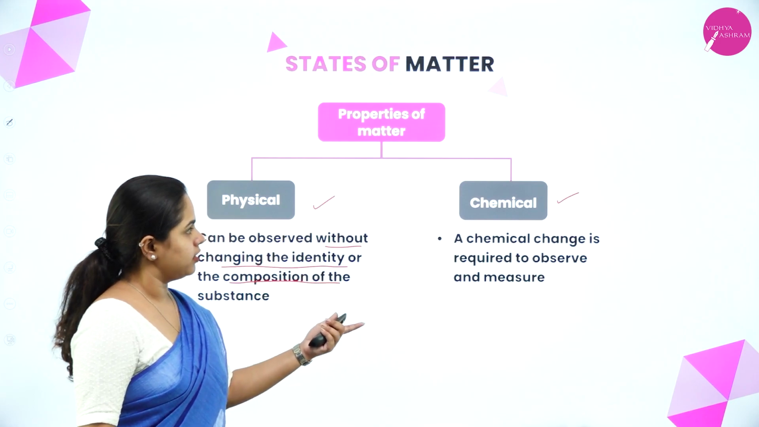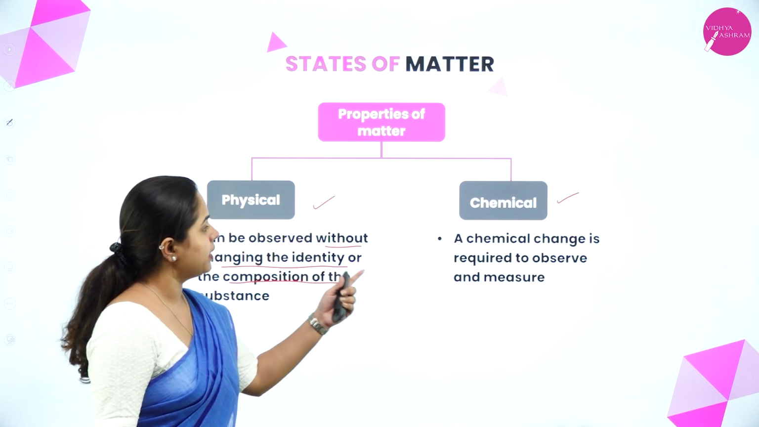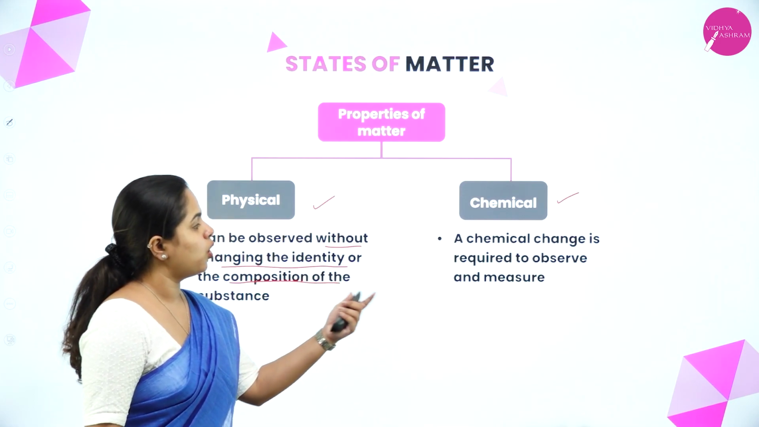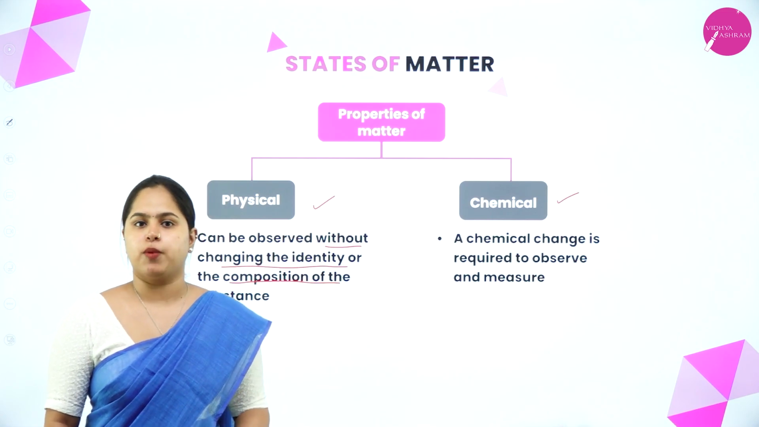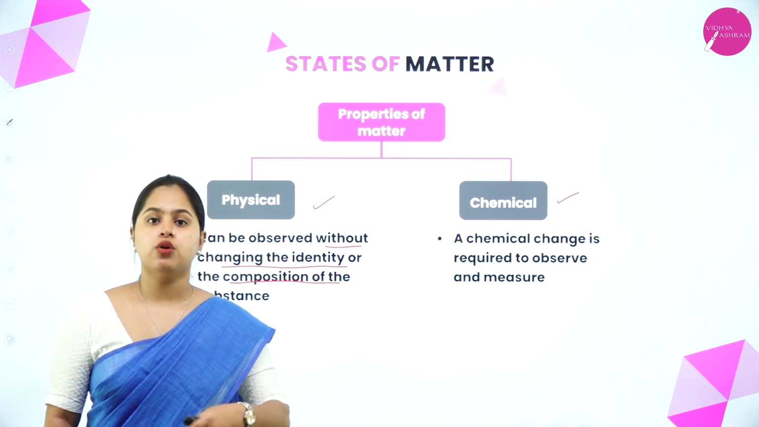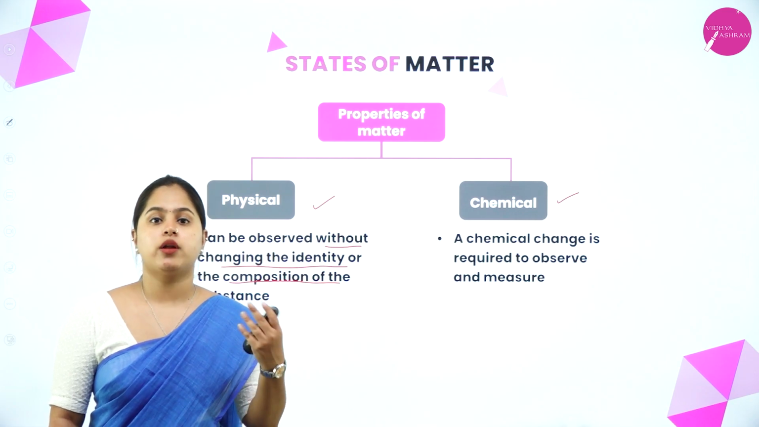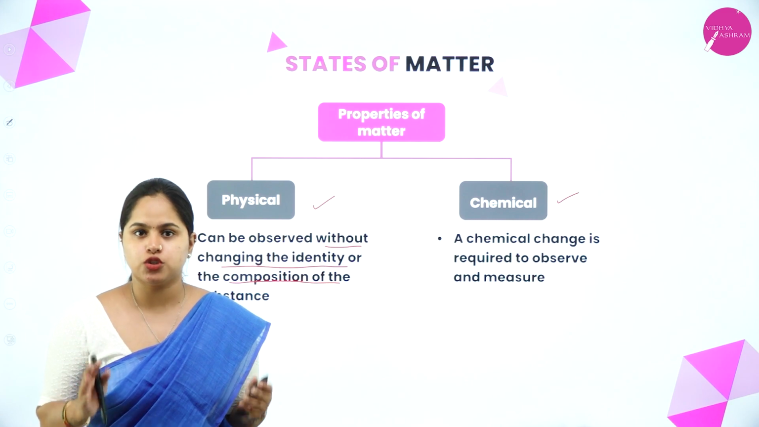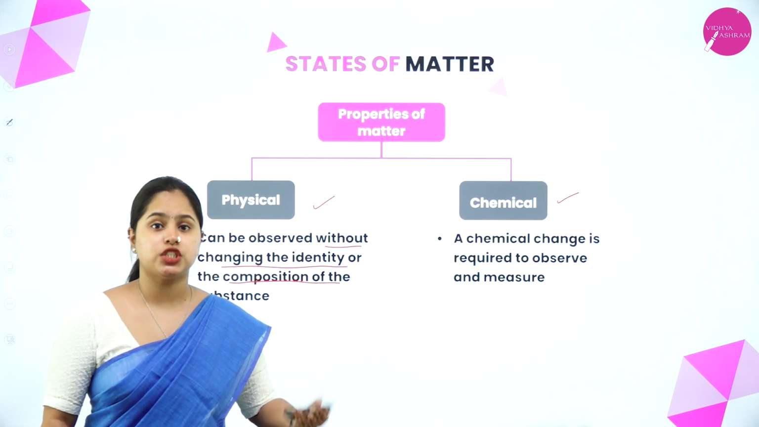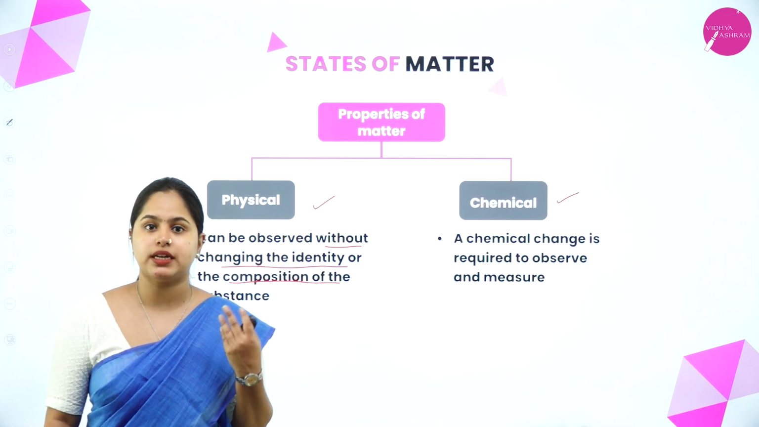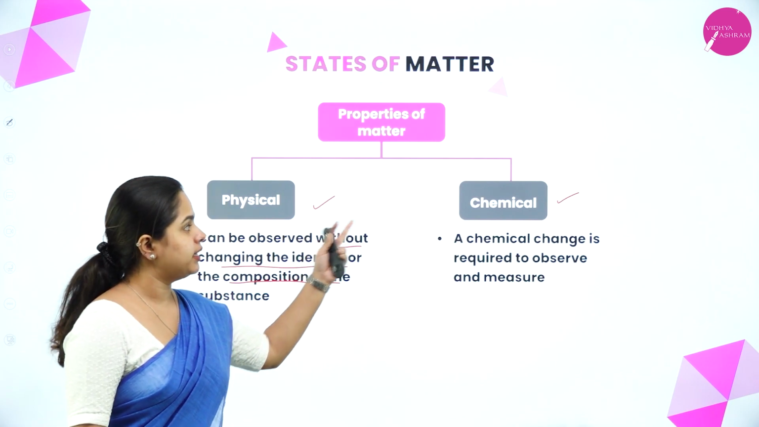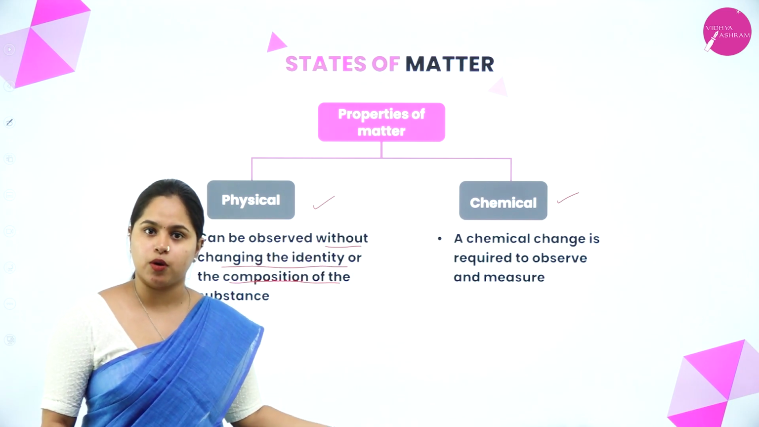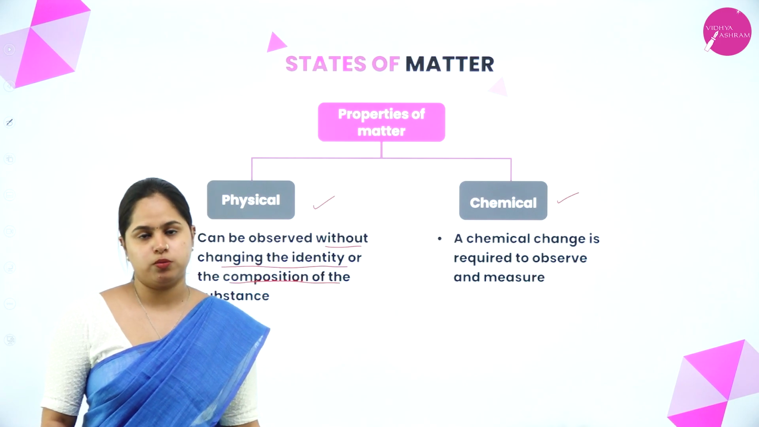But on the other hand, for chemical properties, a chemical change is required to observe and measure them. If you want to measure the acidity or basicity of a substance, just by looking at it you won't be able to measure it. A chemical change or a reaction has to take place, and only then will you be able to observe these properties, which are chemical properties.